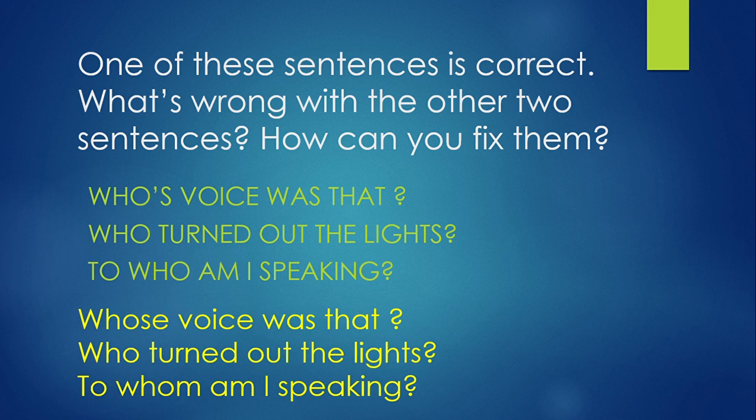All right, we take a look. That first sentence where it says whose voice was that, that is the wrong form of whose. It should be like the second one right here, who's voice. This is who is, so that wouldn't work. Who turned out the lights? That's correct. To who am I speaking? To whom am I speaking?